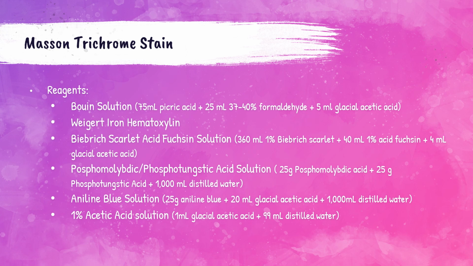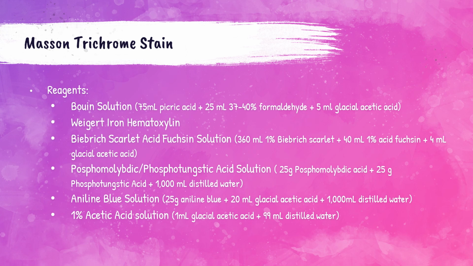The list of reagents needed to perform the Masson trichrome stain are Bouin solution, which is prepared by mixing 75 milliliters of picric acid, 25 milliliters of 37 to 40% formaldehyde, and 5 milliliters of glacial acetic acid. Weigert iron hematoxylin. Biebrich scarlet acid fuchsin solution, which is prepared by combining 360 milliliters of 1% Biebrich scarlet with 40 milliliters of 1% acid fuchsin and 4 milliliters of glacial acetic acid.